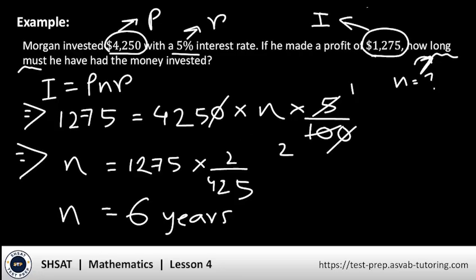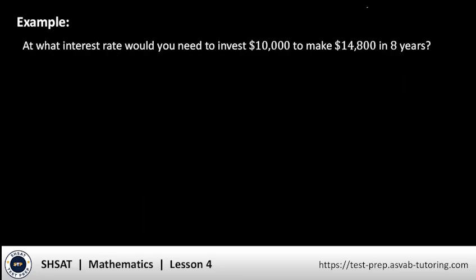Okay, so that was Morgan's question. Let's look at another one. At what interest rate would you need to invest $10,000 to make $14,800 in 8 years? Okay, so first of all, what I can do here is I would need to know the amount of interest, okay? Because it's saying that I am going to invest how much?